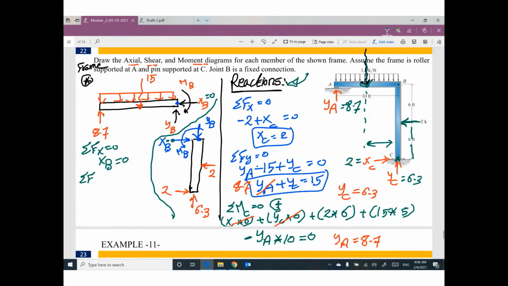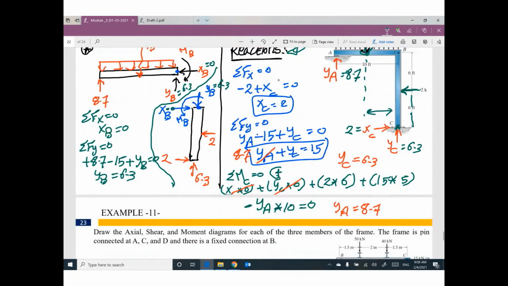Summation f of y equals 0. We have positive 8.7, we have negative 15, we have positive YB equals 0. So YB, how much? 6.3. So this reaction is 6.3. That means this reaction will be 6.3 also, but in opposite direction. If you take moment at B for this part, summation MB equals 0, MB will be the value of 15 times 5 minus 8.7 times 10, it will be 12.